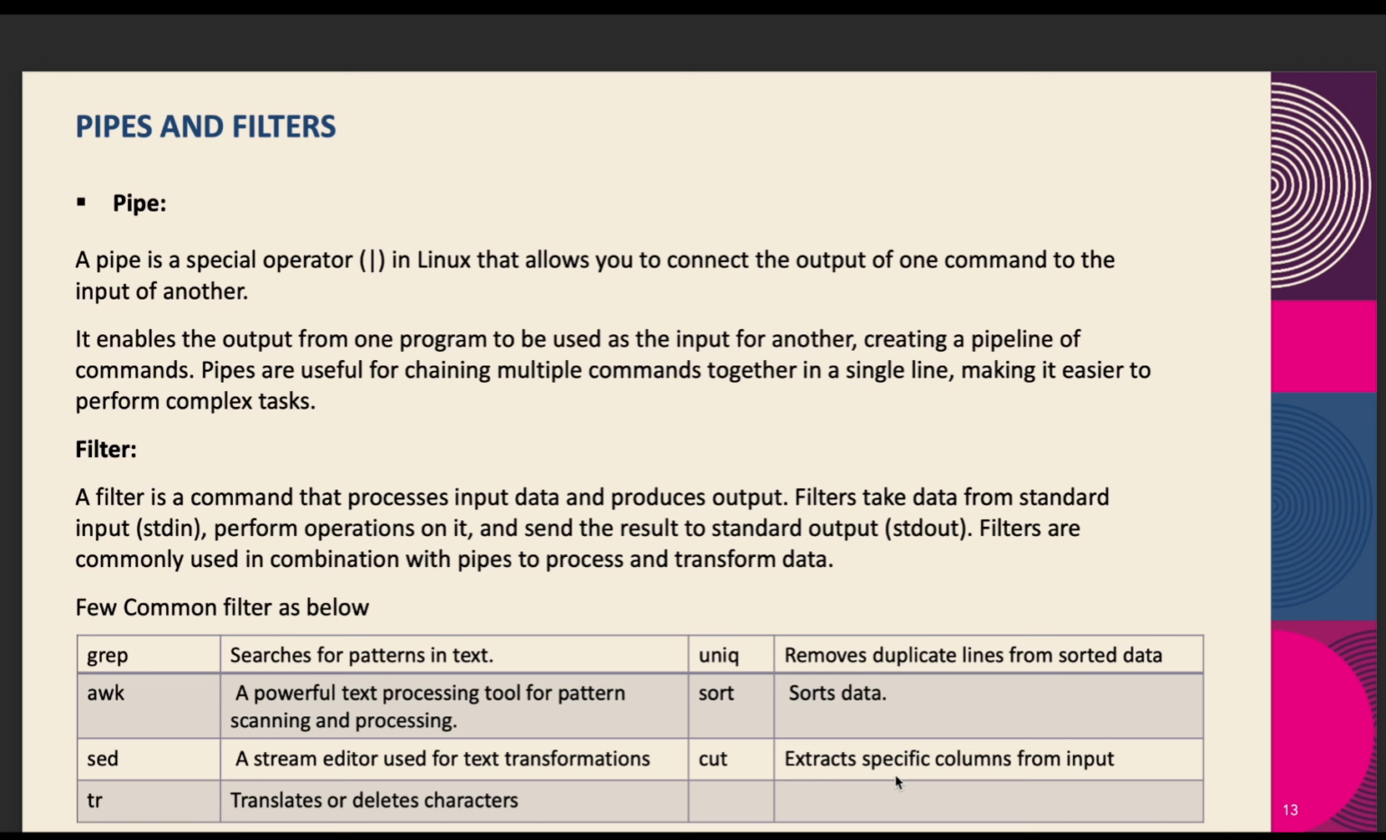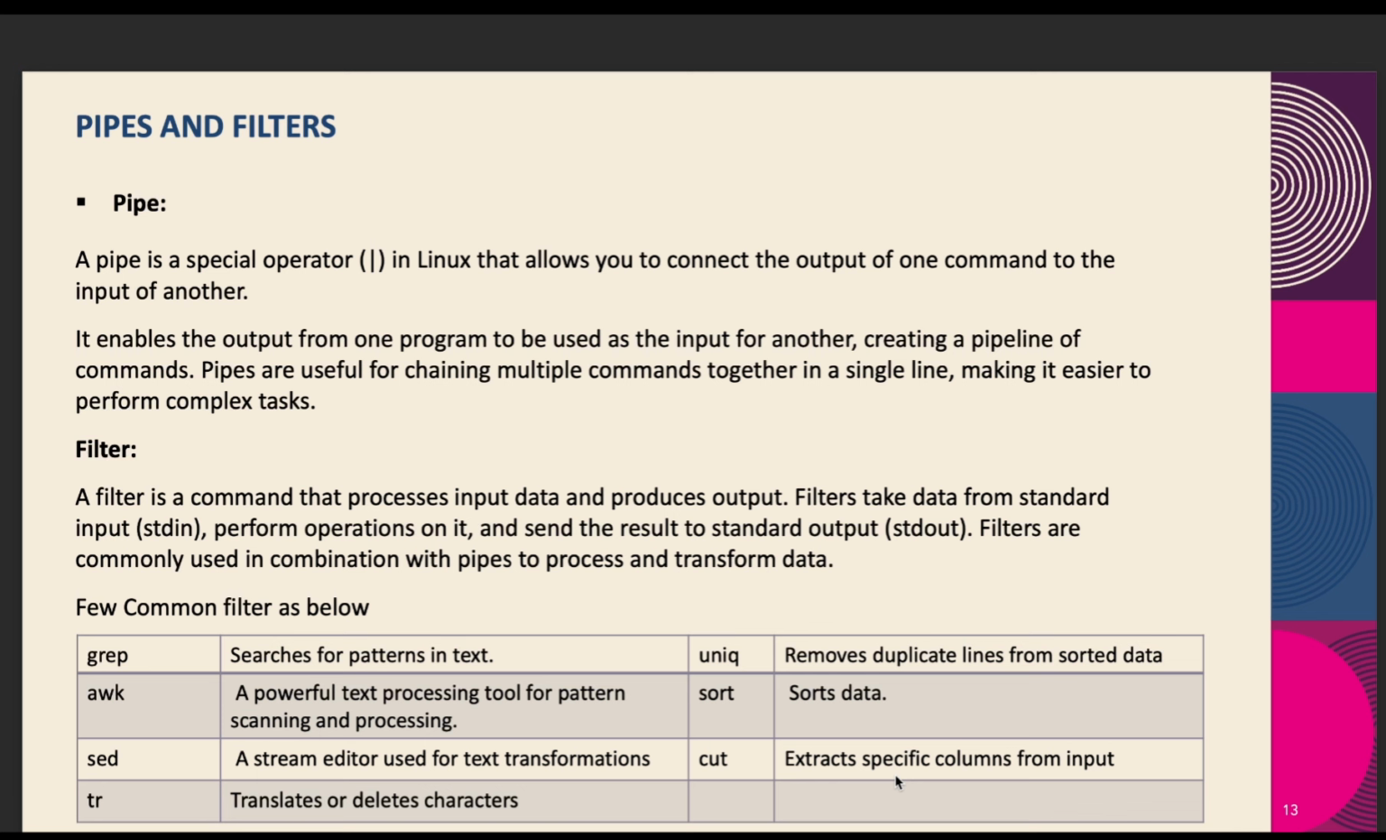Okay, so the next is awk. It's a powerful text processing tool for pattern scanning and processing. We'll see how to use that tool for a real life scenario. So the next is sed. It's a stream editor used for text transformation. Suppose you want to transform a text from one format to another format, then use this tool.